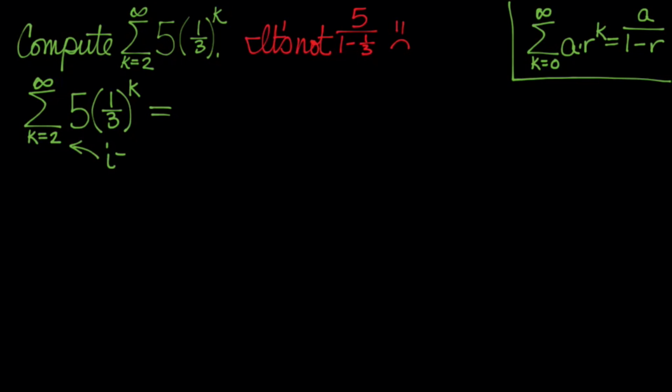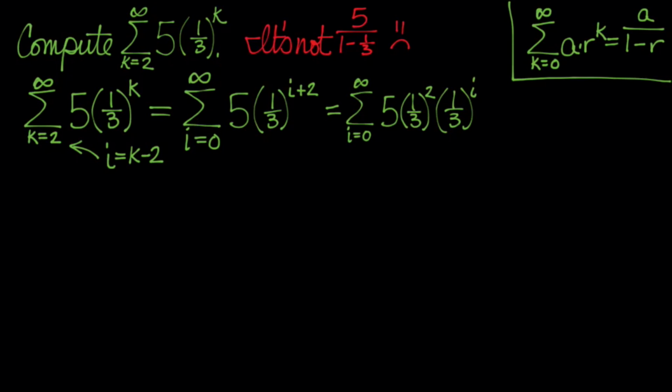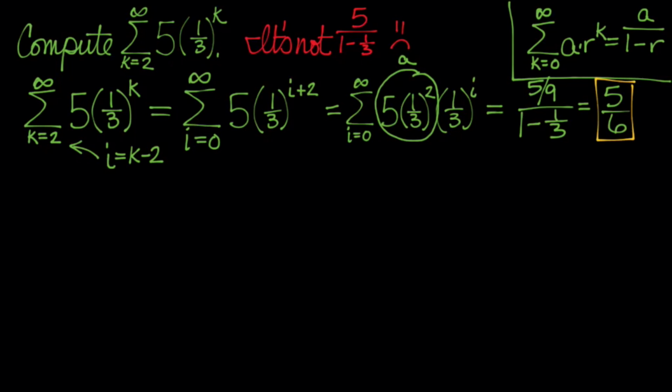So once again, here is my series, and I'm going to make this substitution. Instead of writing out long form, I'm going to try to do it just straight up algebraically. i is equal to k minus 2, and so that means that i starts at 0, and it goes to infinity. I get 5 times 1 over 3 to the i plus 2, right? Because k is equal to i plus 2. Once I simplify that out a little bit, this 1/3 to the i plus 2 splits up this way, and that means that this junk, 5 times 1/3 squared, that's my a, and 1/3 is my r. So the sum is actually 5/9 over 1 minus 1/3, which simplifies to 5 over 6.